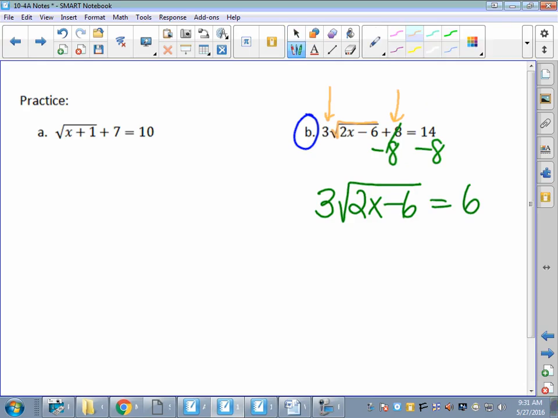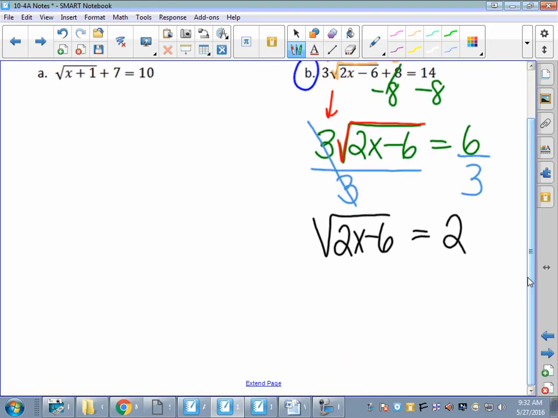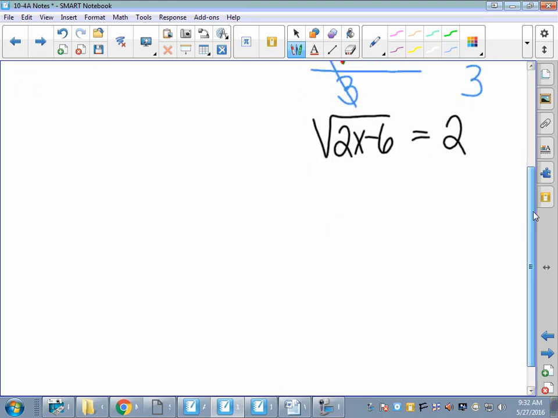Now the 3's got to go, because I still don't have this square root by itself. So to get rid of that times 3, I'm going to divide by 3. This is old-fashioned equation solving. But now, here's the thing. Once I divide by 3, I've got 2x minus 6 left, all underneath the radical. 6 divided by 3 is 2. So now I can keep moving by getting rid of the square root sign. How do I get rid of a radical? Square both sides.